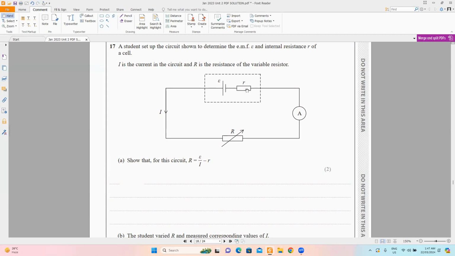This internal resistance and the load resistance are connected in series, right? So this EMF will be shared among these two. So this EMF will be equal to IR plus Ir. Since they're connected in series, the same current flows through both this load resistor and this internal resistor, right? So EMF equals IR plus Ir. If you take I common, it becomes I(R plus r). Then you send I to the other side and make R the subject, and this is what you get.